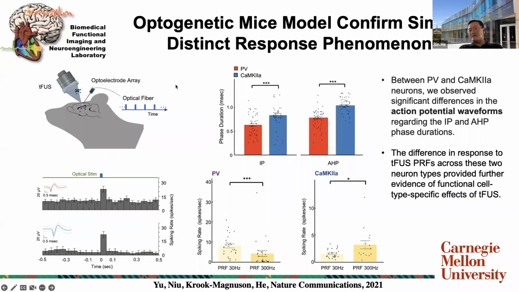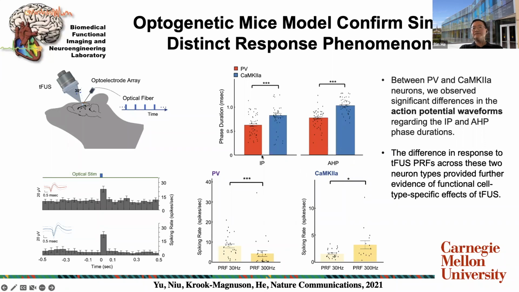So we did another experiment to verify in the beginning. After we got this result in rat, we were very excited, but we were not so sure if that's true. So we did an optogenetic transgenic mice model to confirm in this particular case. So using optogenetics, we got this PV neuron and CAMK2 alpha neuron.